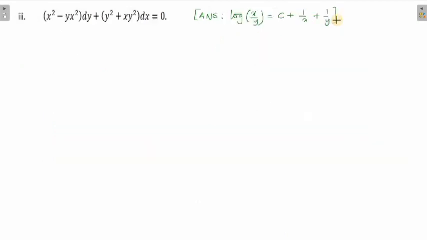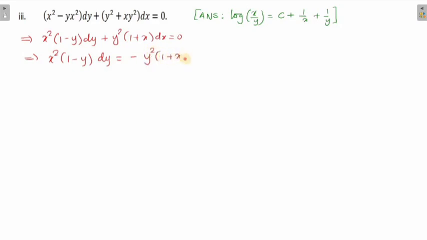Let's see this particular question. So here, first and foremost, what will I do is, I'll take the common things. So x square is common here, you get 1 minus y dy, plus here also you have y square common, so you get 1 plus x dx equals 0. So bring this dx to the right hand side, you get x square 1 minus y dy is equal to minus y square into 1 plus x dx.